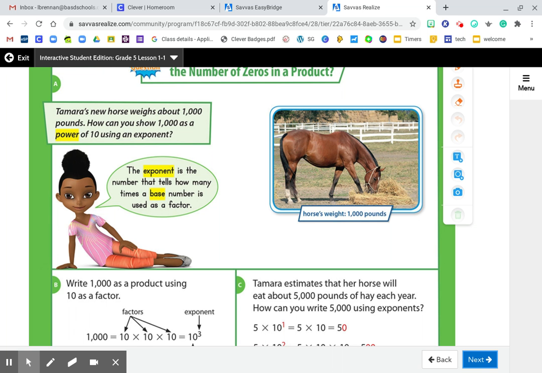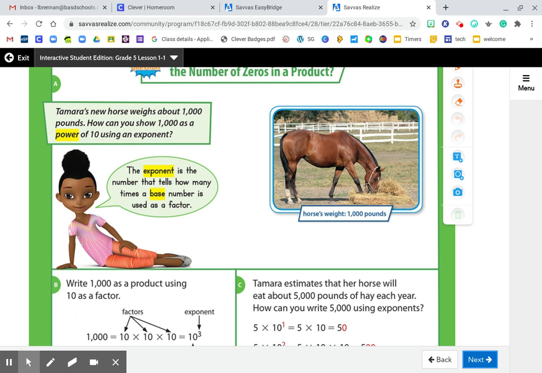Some of them are power, exponent, and base. And if you read over those purple cards, you would know that the definition of power is the product that results from multiplying the same number over and over is a power of that number. The exponent is the number that tells how many times a base number is used as a factor. And some of the other words we're going to be reviewing is base. That is the number that is written using exponents.